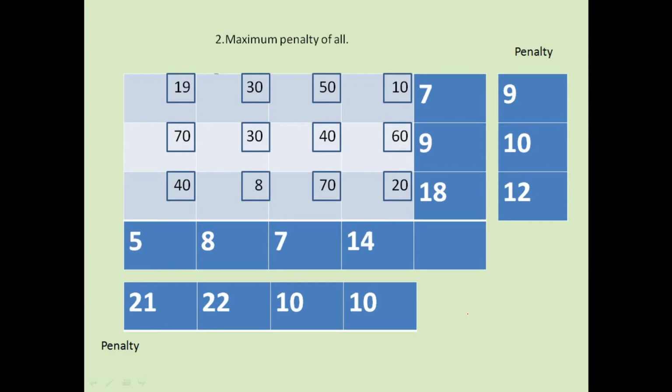The next step is to find the maximum penalty of all. So the maximum penalty of all is 22. So after getting all the penalty values, we find the maximum penalty value and then we apply the least cost cell method for that penalty value. So the same technique. If you don't know what least cost cell method is, check out my other video. So we apply the same for it.